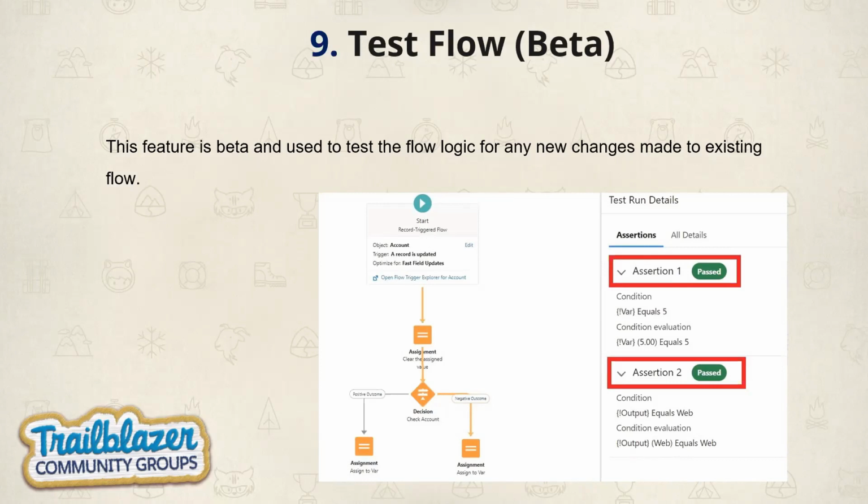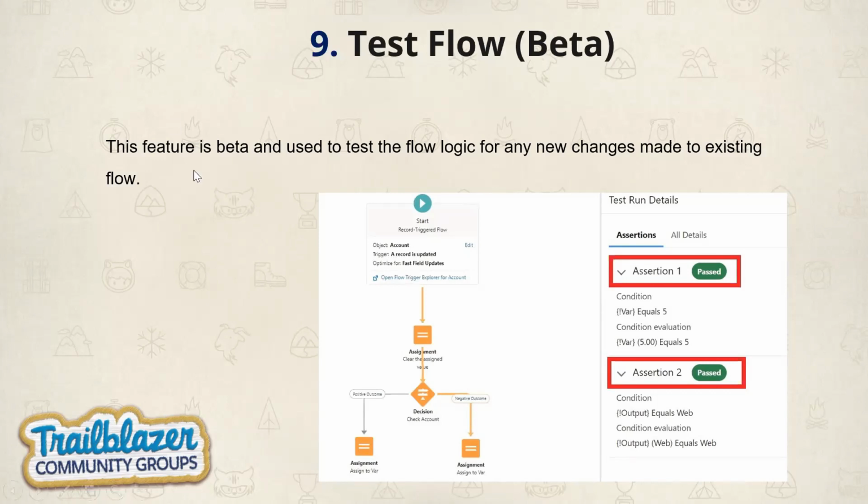Now you can see Test Flow (beta). So we can perform testing on flows as well, just like Apex programming. You have to write your test class for Apex programming, and it must have 75% code coverage. Otherwise, you cannot deploy your code; it throws an error. So the minimum code coverage is 75%, and the maximum is 100%.